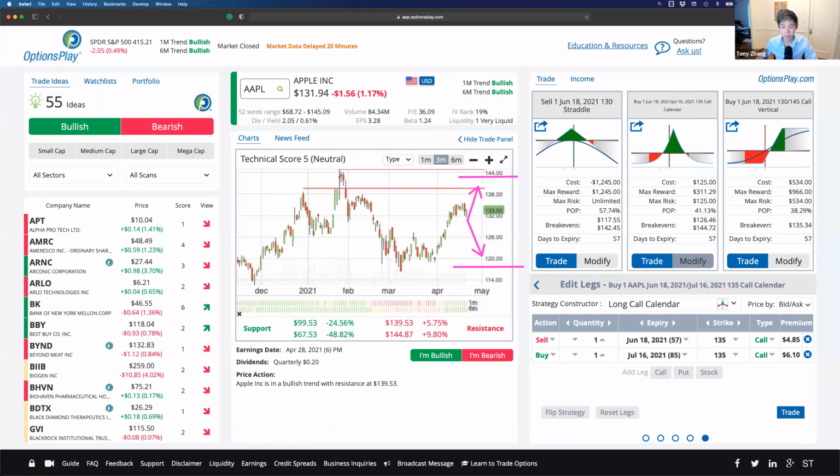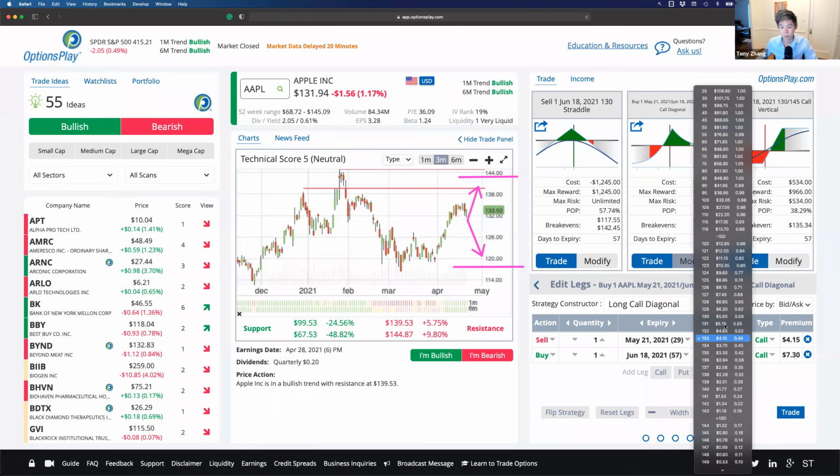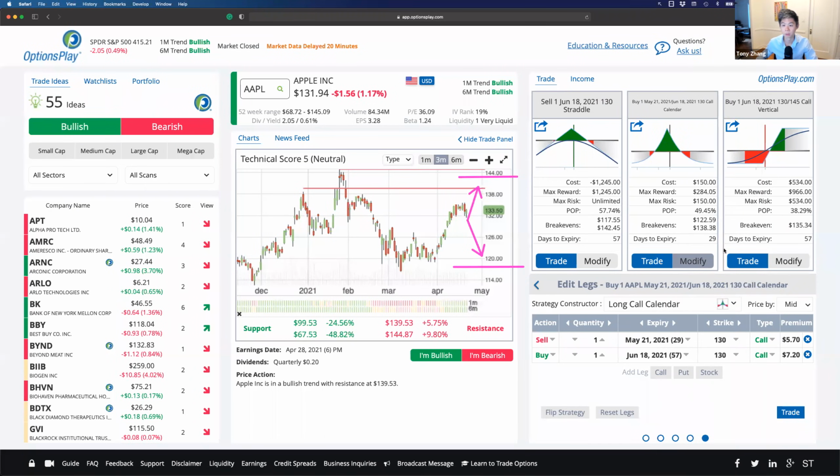I'm going to use the same, I'm going to buy the June and sell the Mays. I'm going to do the 130s as well. Whoops, 130. So notice how my break-even costs are not as great. So this is 117 and 142. This is now 122 and 138, just to put that into perspective. 138 is here, roughly, and 122.59 is down here. So slightly smaller range that I can be profitable in.